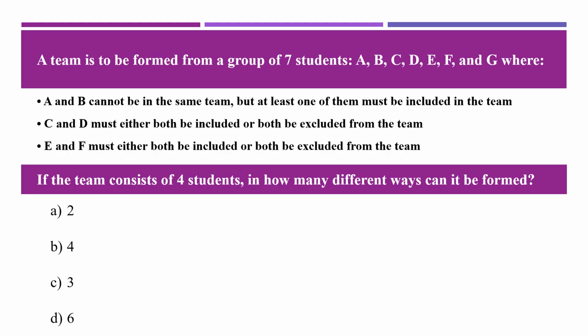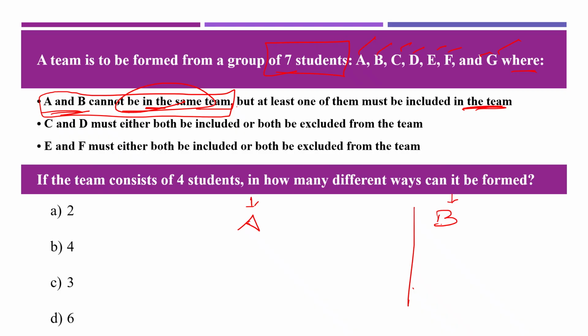Okay, a bit big question, lengthy question. A team is to be formed from a group of 7 students named A, B, C, D, E, F, and G, where A and B cannot be in the same team. Okay, let's make team with A and team with B, because A and B cannot be in the same team. So this is team A and this is team B. But at least one of them must be included in the team. Yeah, we have already included.